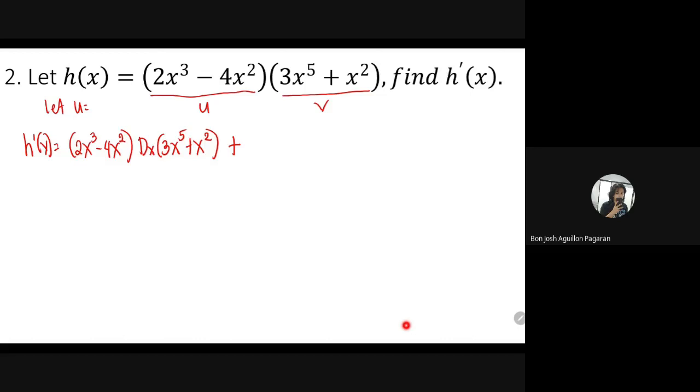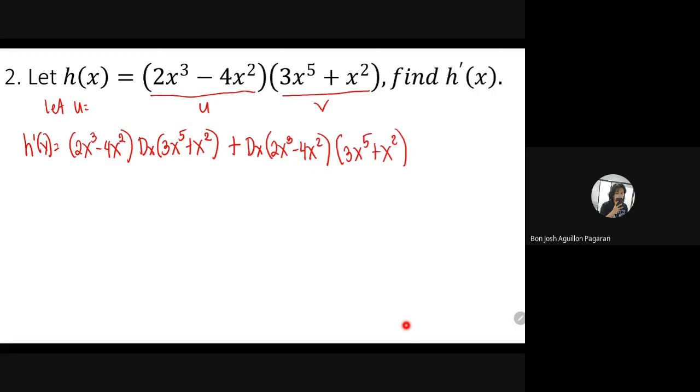Anong sunod? Plus. Okay, anong sunod? Yung derivative nung una. Sa una kasi ang derivative natin yung v. Ngayon ang ide-derivative natin ay yung una, which is 2x cubed minus 4x squared, multiplied naman natin ngayon sa 3x to the fifth power plus x squared.